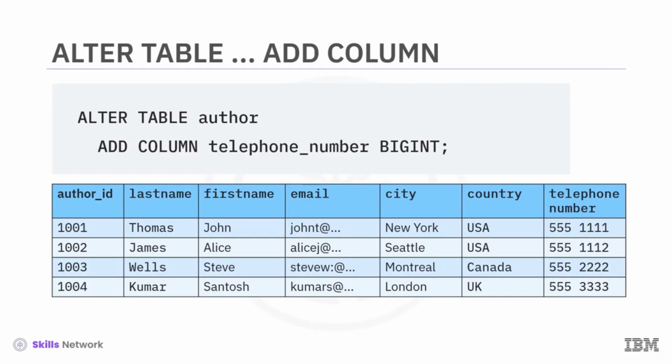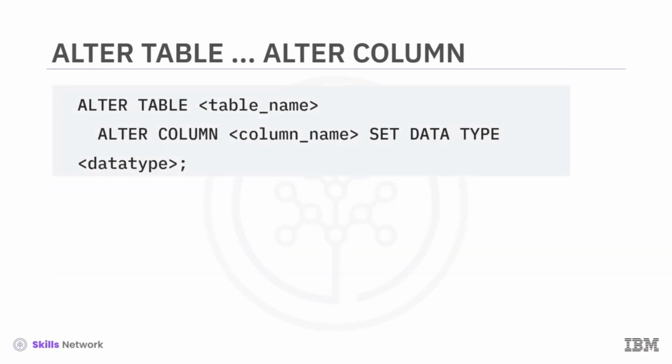For example, to add a telephone number column to the author table in the library database to store the author's telephone number, use the following statement: ALTER TABLE author ADD COLUMN telephone_number BIGINT. In this example, the data type for the column is BIGINT, which can hold a number up to 19 digits long.